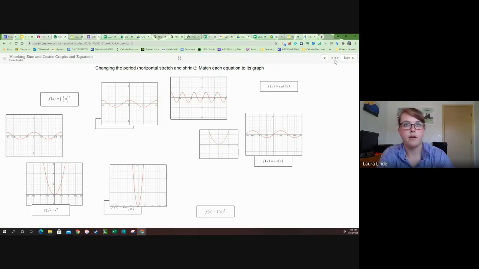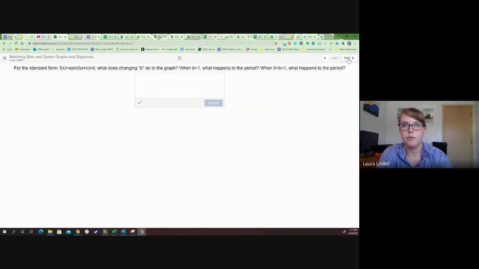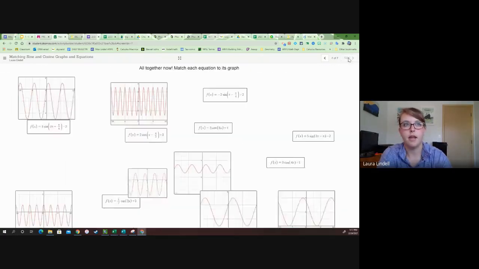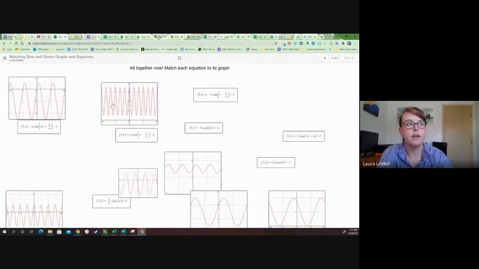Okay, and there are 7 total slides. So then there'll be another question, another matching set where we work on phase shift, another question, and then one where we bring them all together and match the functions to their graphs. And that's the last one.